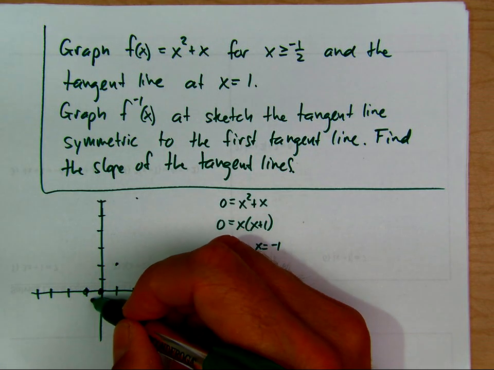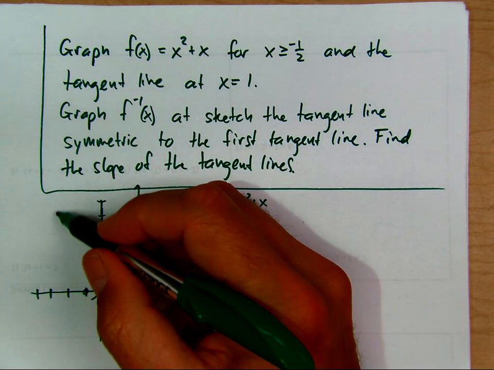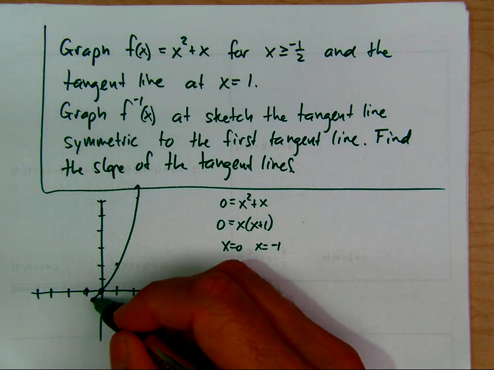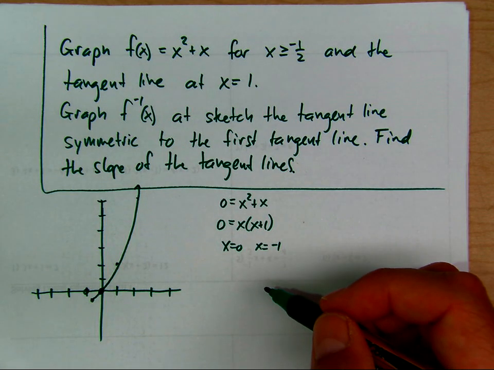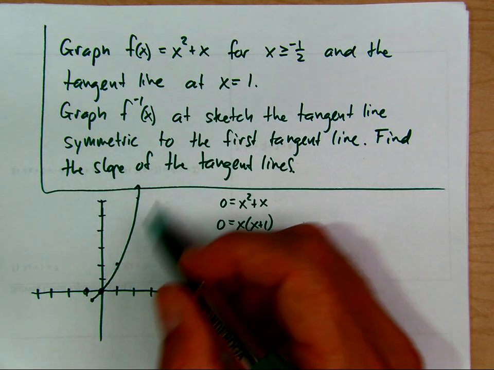Going like that. The other half of the parabola is over there. We're not going to look at that. Okay. Then we're going to draw the tangent line at x = 1.